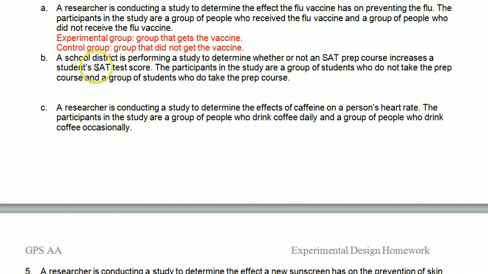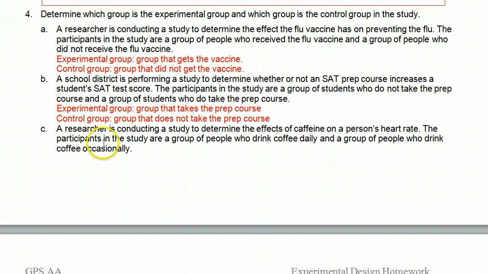All right, part B. A school district is performing a study to determine whether or not an SAT prep course increases a student's SAT score. The participants in the study are a group of students who do not take the prep course and a group of students who do take the prep course. The experimental group will be the group of students who take the prep course. The control group is the people who do not take the prep course.